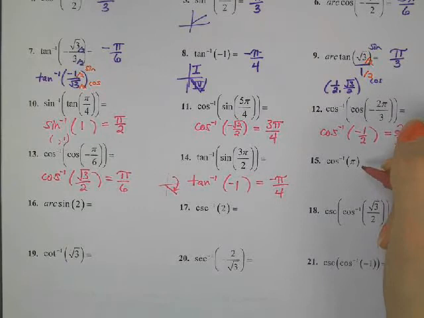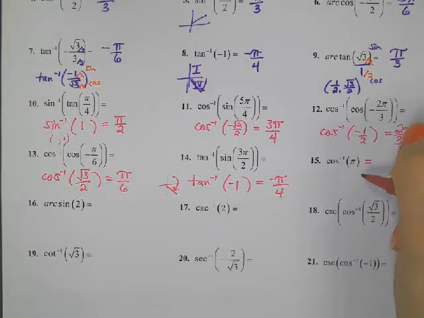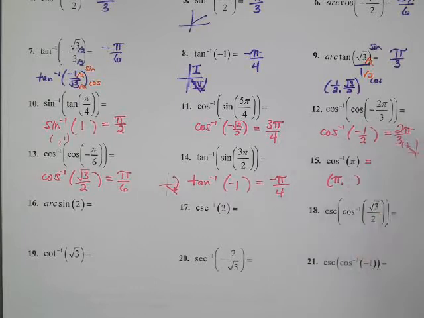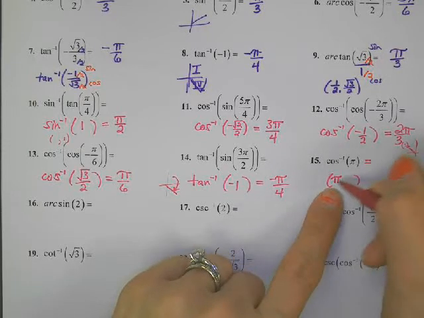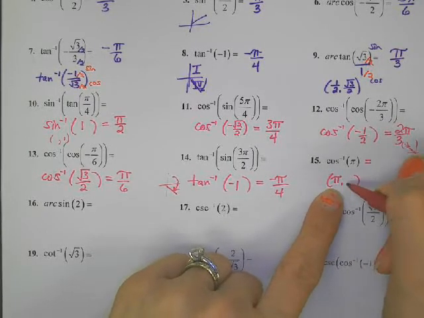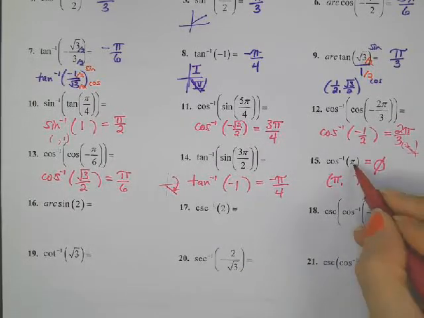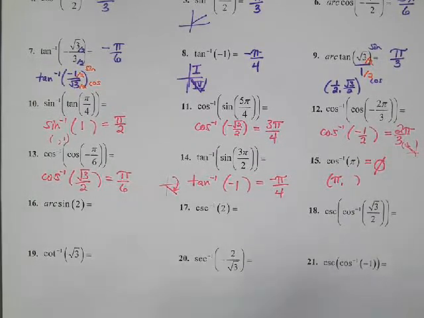Cosine inverse. I'm thinking of an angle. This is kind of tricky. The cosine is pi. What angle has this point? Wait a minute, that's really weird. There's no such thing as a point that's 3 comma something. That's no solution. There are no cosines that have values more than 1. Okay, that was a tricky question.